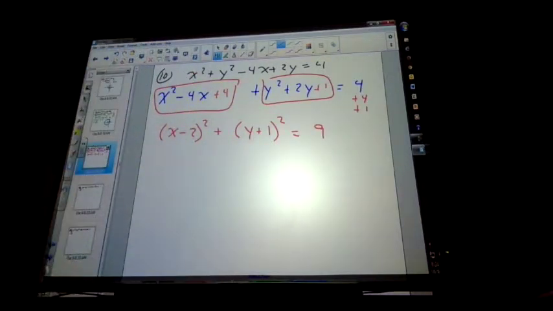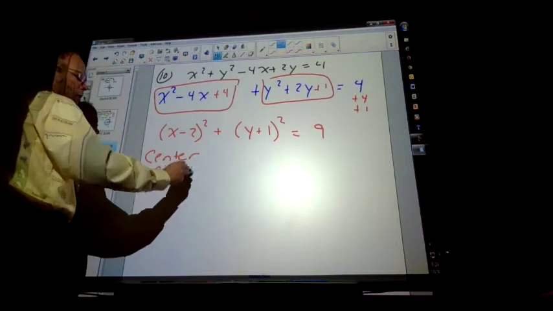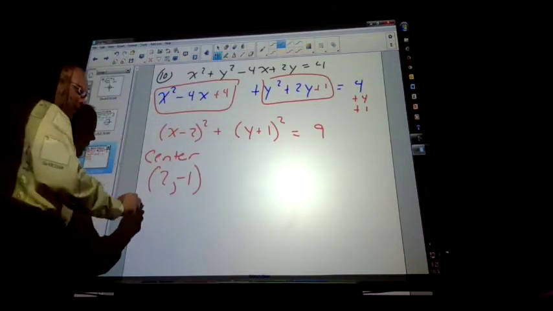What's my center? 2, -1. Always opposite inside. The square root of the other side is the radius.